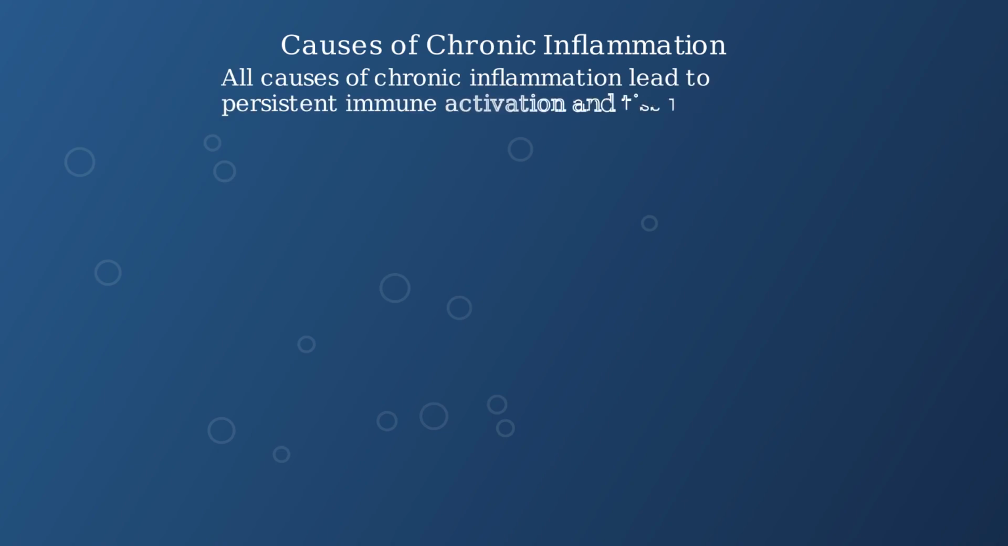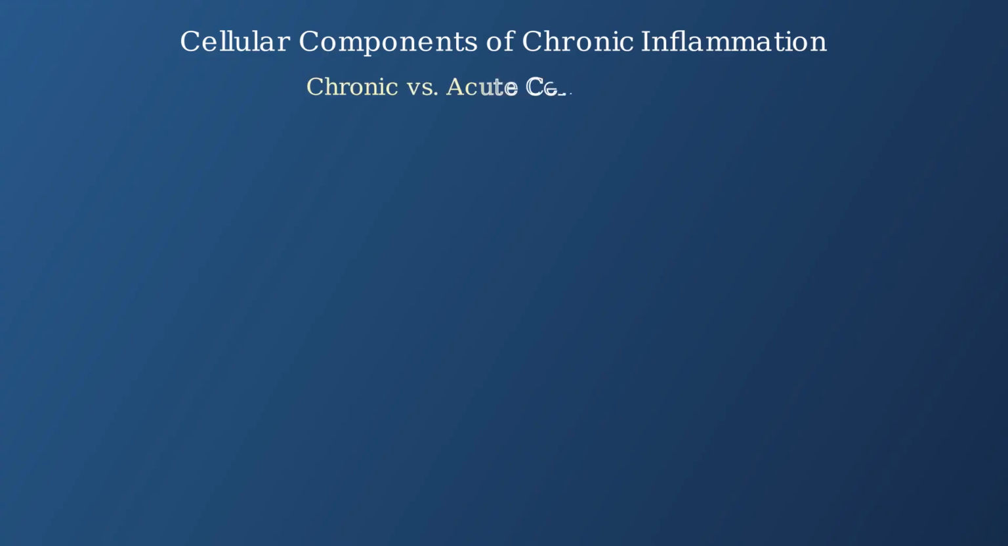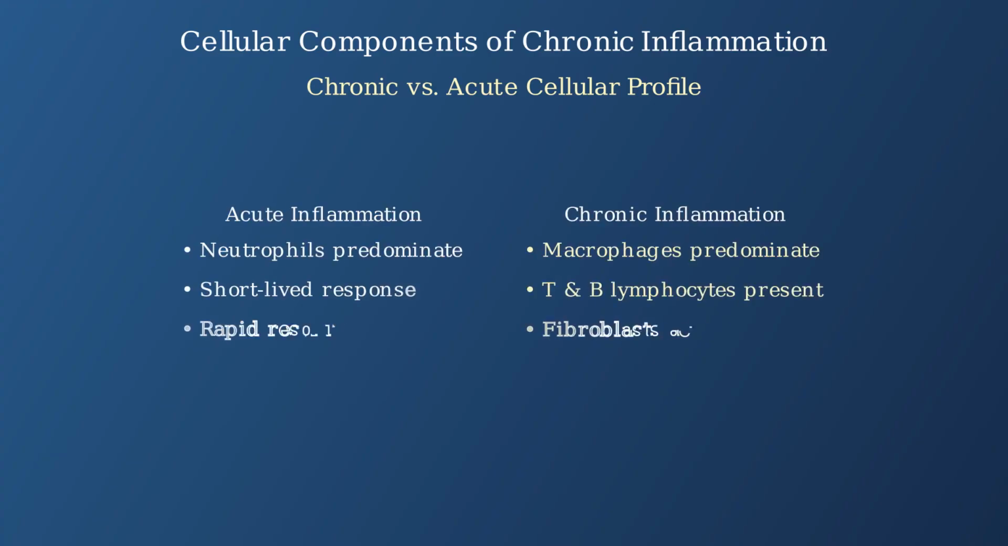Regardless of the initial trigger, all causes of chronic inflammation share the common feature of persistent immune activation, leading to ongoing tissue damage. The cellular components of chronic inflammation differ significantly from those seen in acute inflammation. While acute inflammation is dominated by neutrophils and resolves quickly, chronic inflammation features a more diverse cellular profile that persists over time.